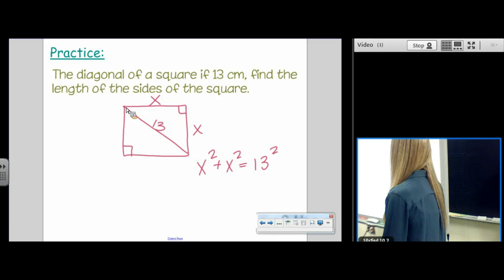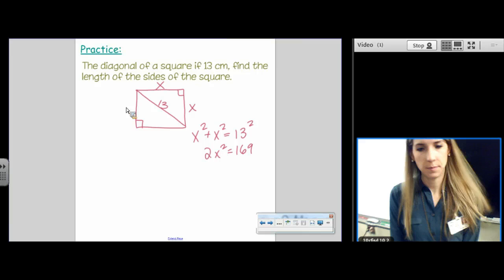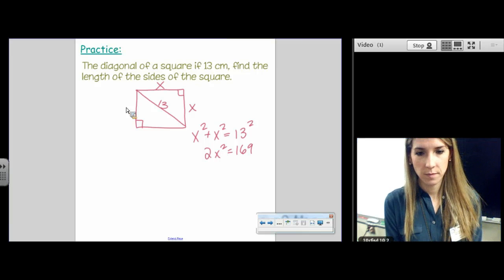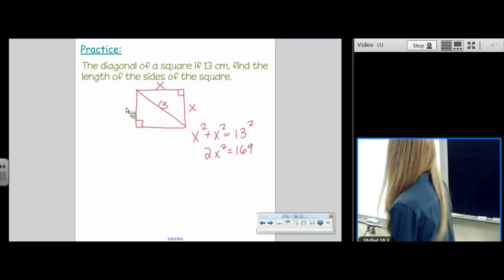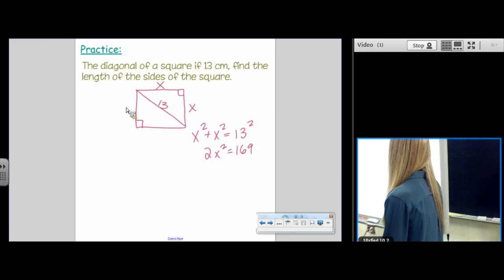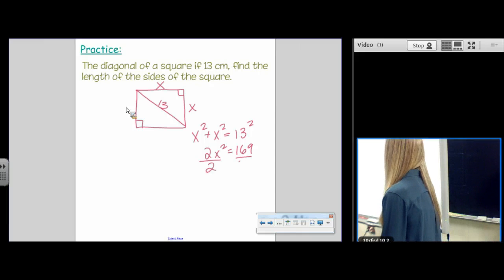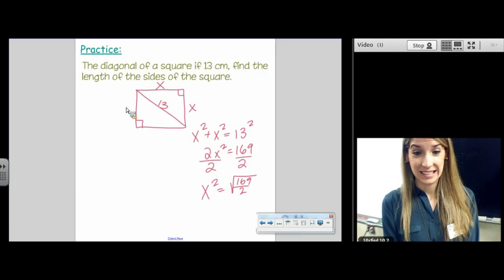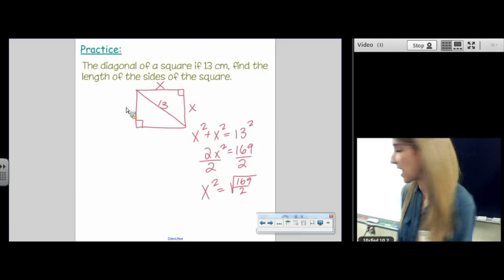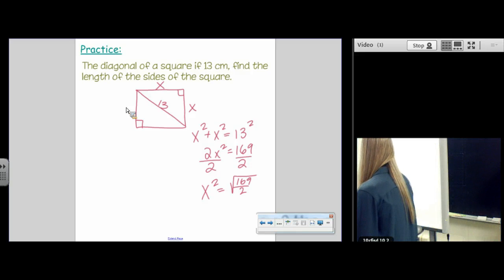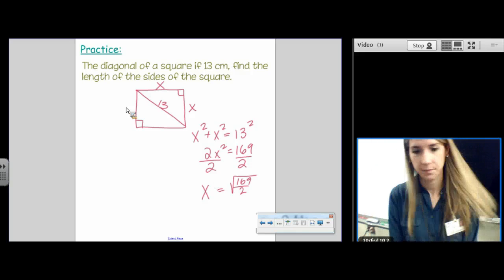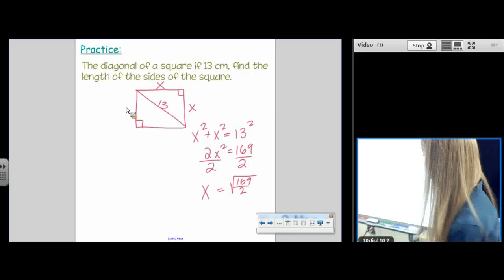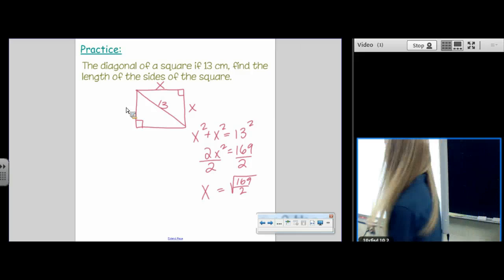2x squared equals 169. What do we do next? Divide by 2. So x squared equals... now what? Not x squared, I'm already square rooting it. So x equals. Now I would do what we were practicing in class yesterday.